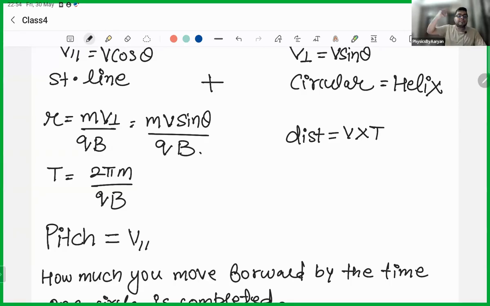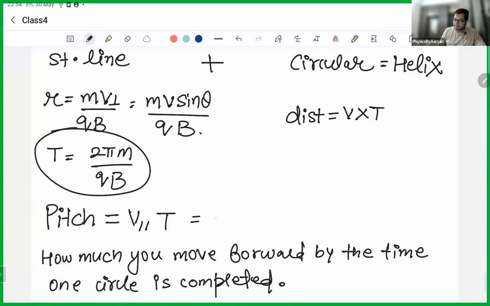And by the time you complete a circle, the time to complete the circle is given here. So that is your formula. So v parallel is what? v cos theta, and time period is what? 2 pi m by qB. So that is the formula for pitch. Okay. So simple idea. That is the formula for pitch.